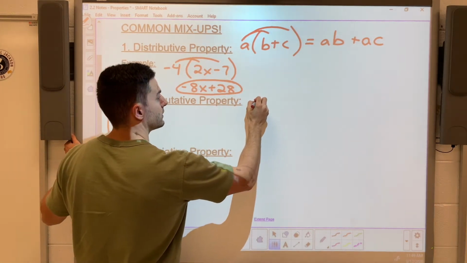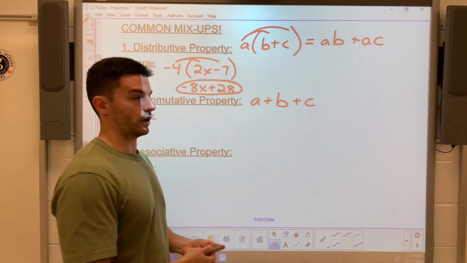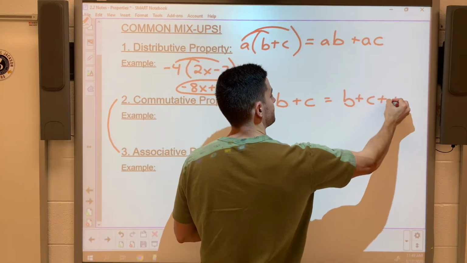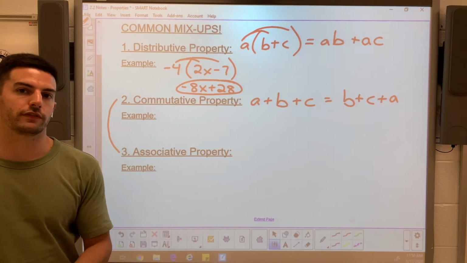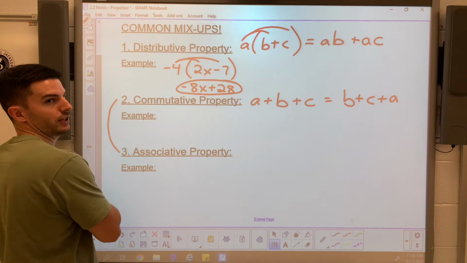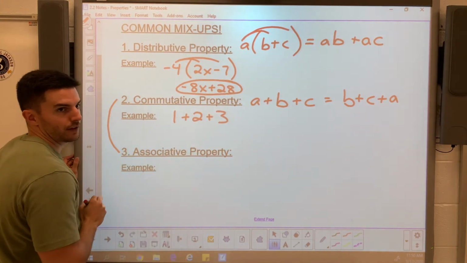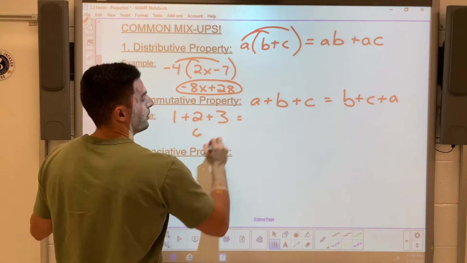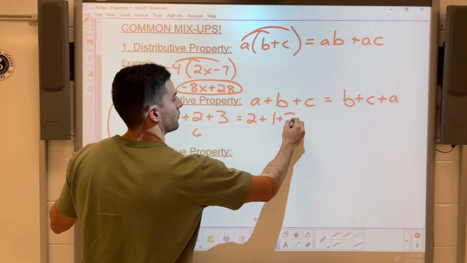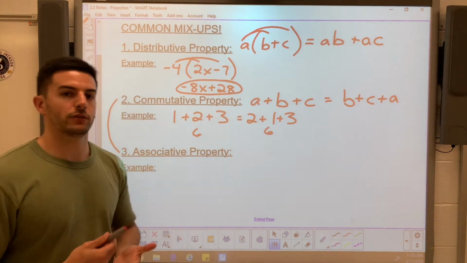Well, that says that if we have A plus B plus C, so if we're just adding three things together, it doesn't matter what they are, we can change the order of how we add them. Like let's say B plus C plus A. We can change the order of how we add them, but it'll still result in the same answer, okay? So a real life example of that would be if I did 1 plus 2 plus 3, and we know that 1 plus 2 plus 3 is 6. But if I did another order, so if I did 2 plus 1 plus 3, that would also equal 6, right? Even though we're doing it in a different order, it results in the same answer.